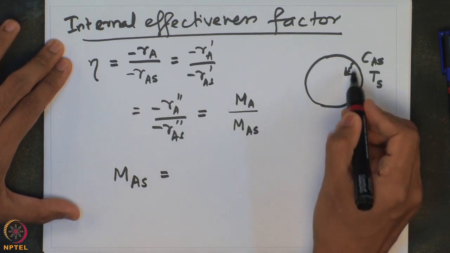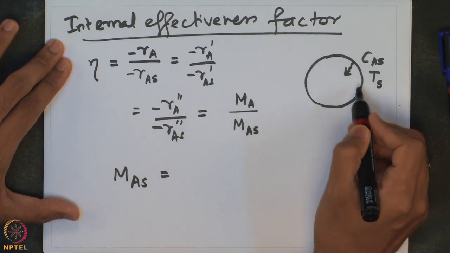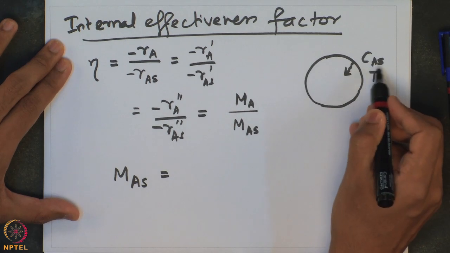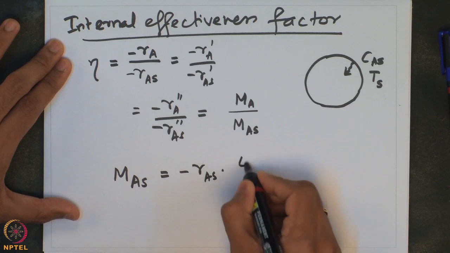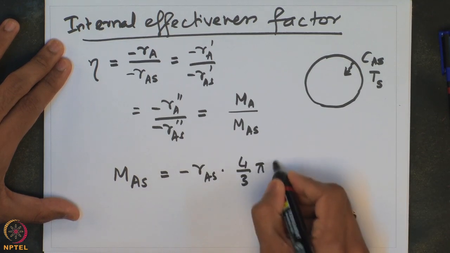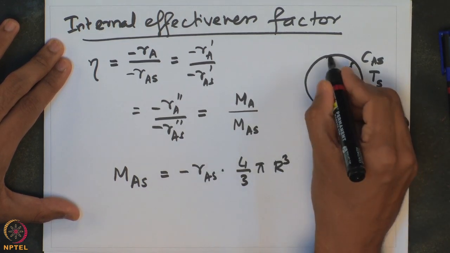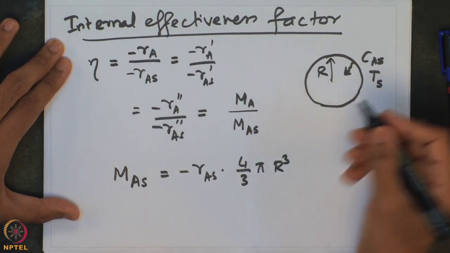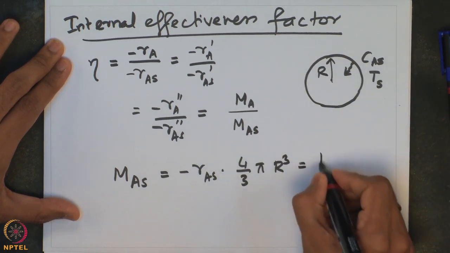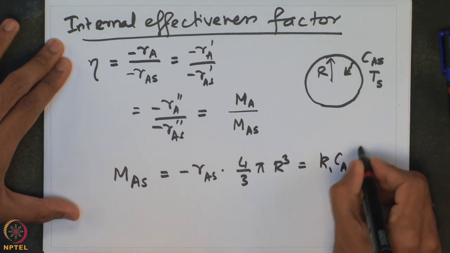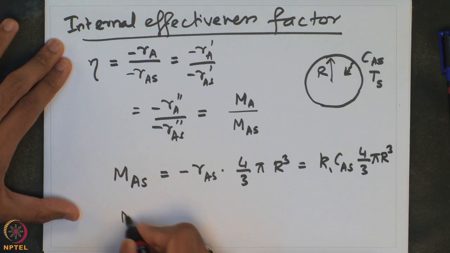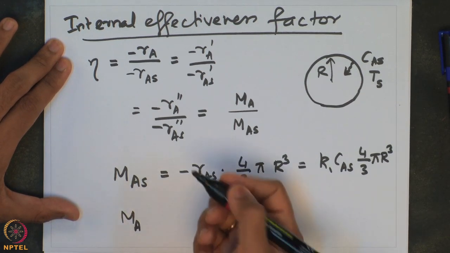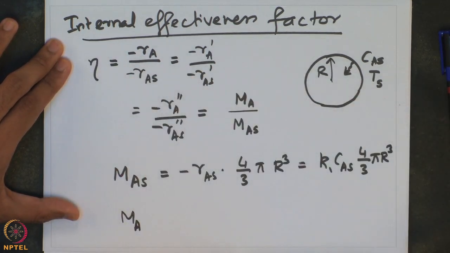We also saw in the last class that MAS, which is the rate at which the species reacts if every location inside the catalyst is at the surface conditions, is equal to minus RAS into 4 by 3 pi R cube, where R is the radius of the pellet. Now, if it is a first order reaction, then this is essentially equal to K1 CAS into 4 by 3 pi R cube. So, if you are able to estimate MA, then we are done. We should be able to find out the internal effectiveness factor.